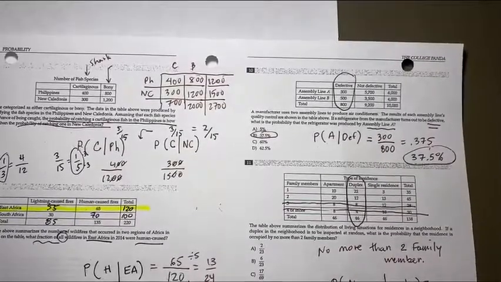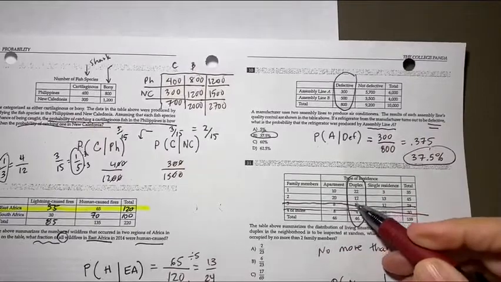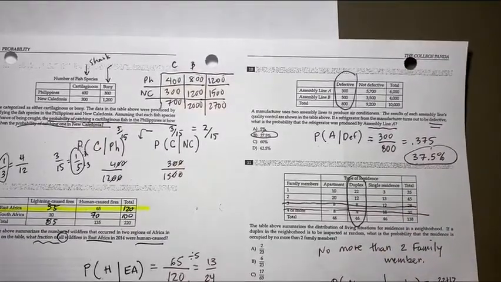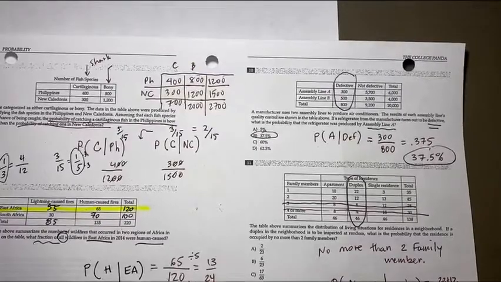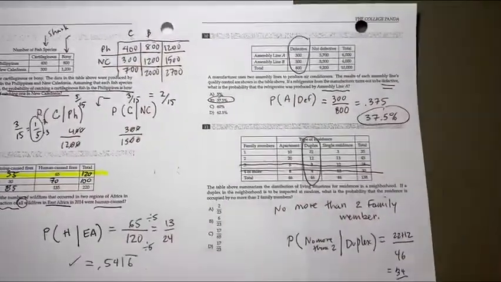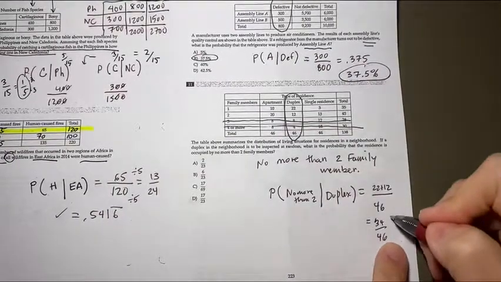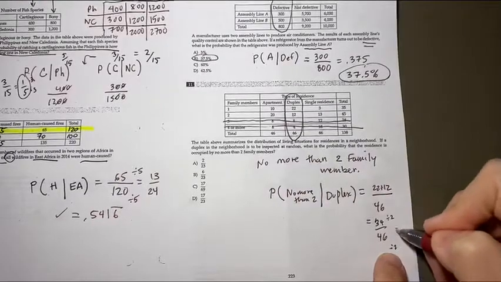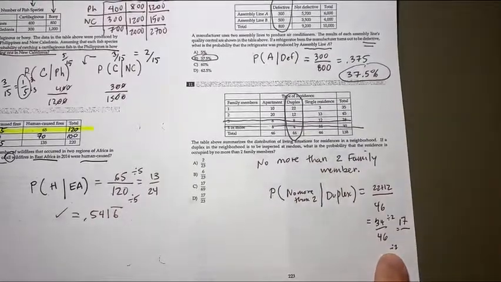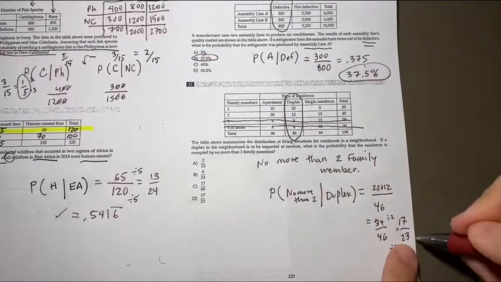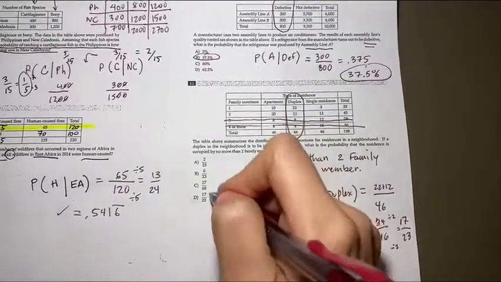Okay. So 46 in the denominator, and now we have to combine this 22 and 12, making 34 over 46. Now we notice both of these are even numbers. So if we divide by 2, we get 17. Divide by 2 again, we get 23. 17 over 23. Ta-da.